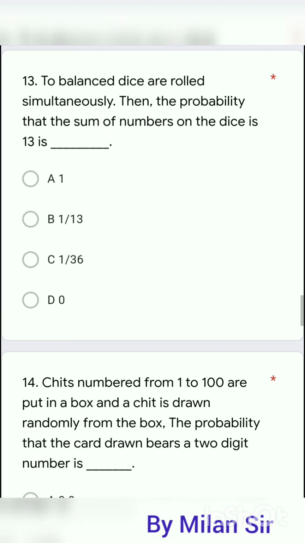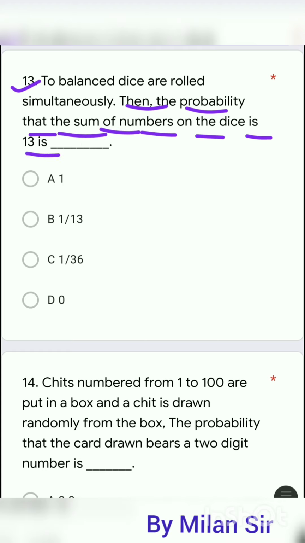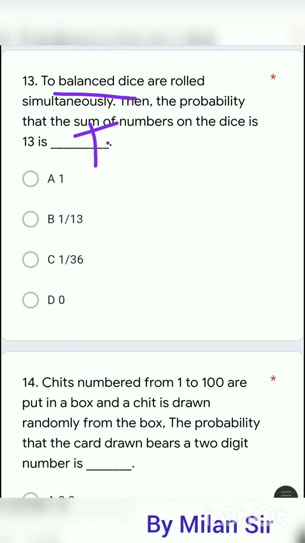After that, question number 13. Two balanced dice are rolled simultaneously, then the probability that the sum of numbers on the dice is 13 is. We need to find the probability for sum equal to 13. And two balanced dice are rolled simultaneously. Here one mistake is that it's not 2 but it's a 2, TWO, two balanced dice.